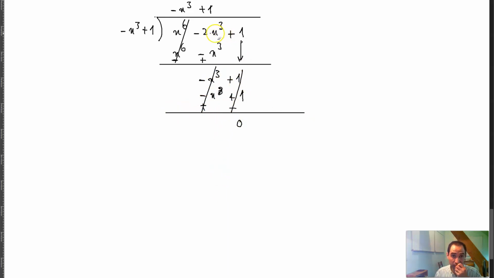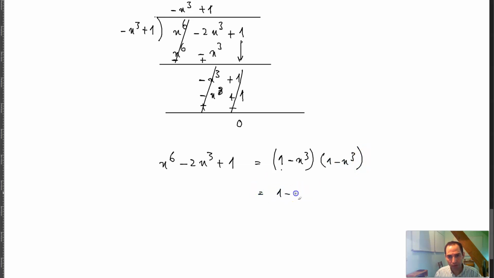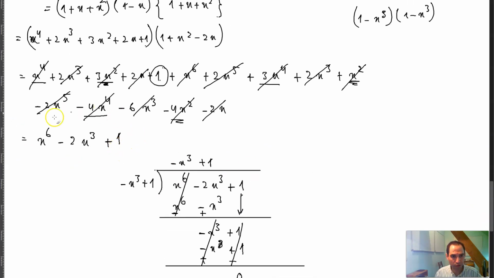And you can see that it's exactly divisible by negative x cubed plus 1, or 1 minus x cubed, which means that x raised to the power 6 minus 2x cubed plus 1 is actually the same thing as 1 minus x cubed times 1 minus x cubed, right? Or it's the same thing as 1 minus x cubed raised to the second power. This is the expression that I had here. And therefore, I can write it as 1 minus x cubed whole squared, which is equal to your RHS.